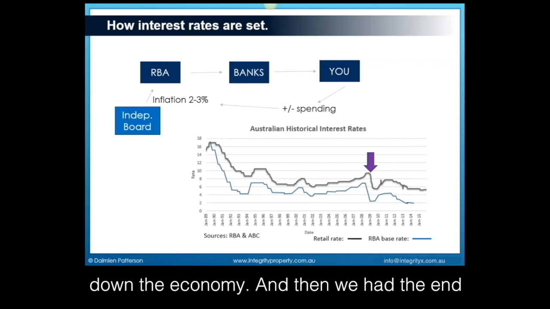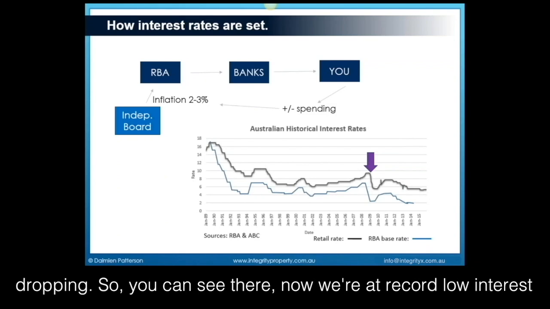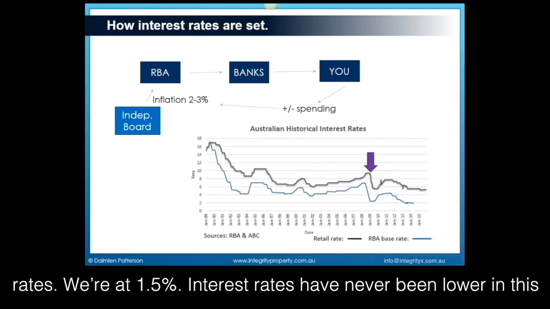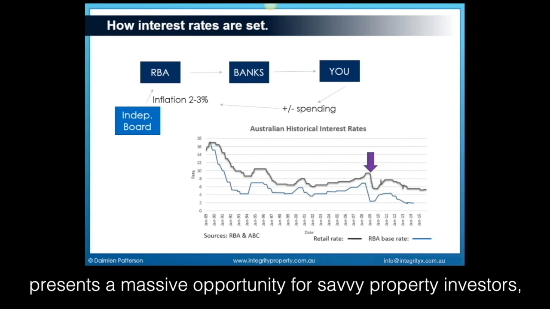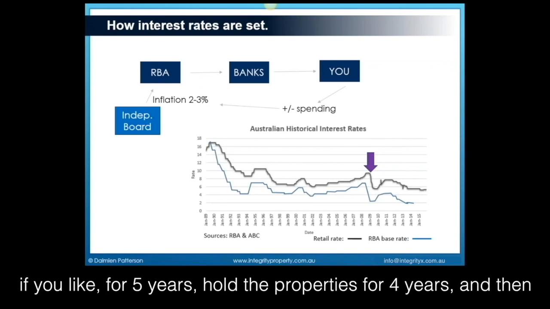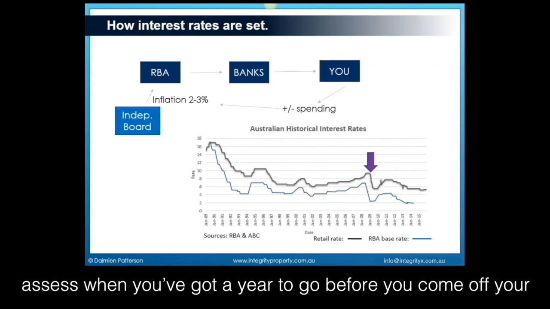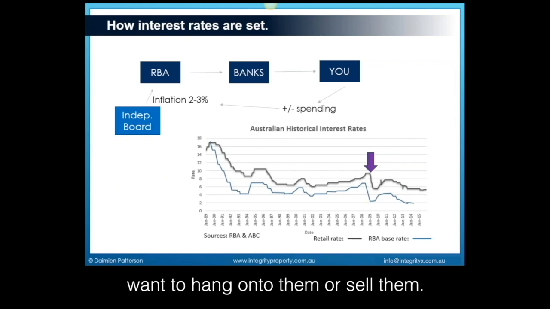And then we had the end of the mining boom and the interest rates dropping and dropping. So you can see there now we're at record low interest rates. We're at 1.5%. Interest rates have never been lower in this country, and they're going to stay low for quite a while. This presents a massive opportunity for savvy property investors because you can get into property, you can load up, fix your rate if you like for 5 years, hold the properties for 4 years, and then assess when you've got a year to go before you come off your fixed rate. You can assess it then and decide whether you want to hang on to them or sell them.